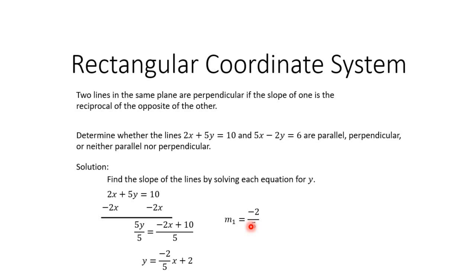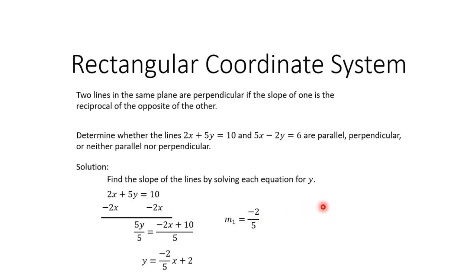So that means in order for these two lines to be perpendicular, the slope of the second one would have to be the opposite of this. So instead of a negative, it would have to be a positive. And it would also have to be reciprocal. So instead of 2 over 5, it would have to be 5 over 2. So if they are perpendicular, the slope of the other one would be positive 5 over 2.